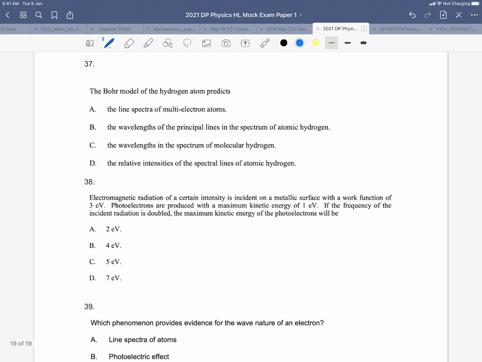The Bohr model, good old Niels Bohr, predicts, what does it predict? It predicts the wavelengths of the principal lines of atomic hydrogen. He really worked out the hydrogen atom, how we can explain the emission spectrum we get from atomic hydrogen. His model didn't work on multi-electron atoms. That's one of the reasons they had to develop quantum mechanics fully. He didn't look at molecular hydrogen, and his model didn't work for that either. It also couldn't explain the relative intensities. So it's just B.